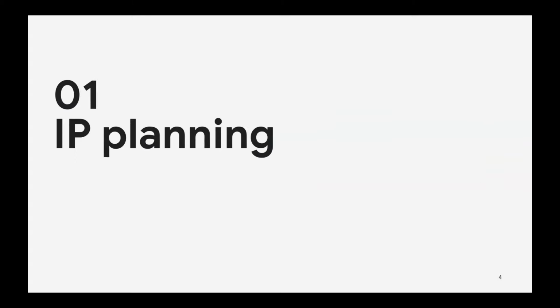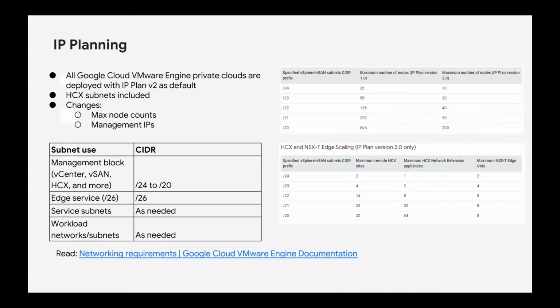Now, moving on to the IP planning required for deploying Google Cloud VMware Engine, there are four types of CIDR ranges which are required within Google Cloud VMware Engine. The first one is the management block CIDR range, which is used for deploying the management components of the private cloud like vCenter, NSX, and HCX. The CIDR range also dictates things like the maximum node count of the private cloud, number of HCX appliances, and maximum number of NSX edge VMs.